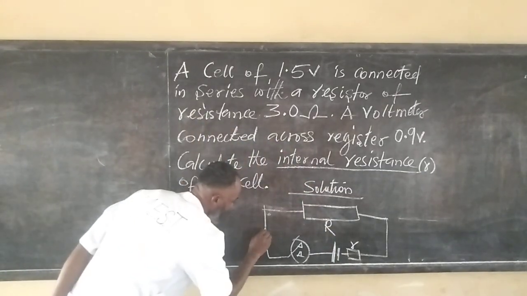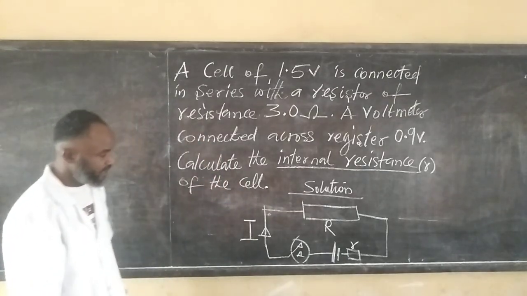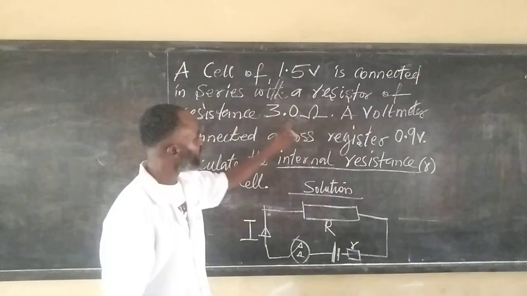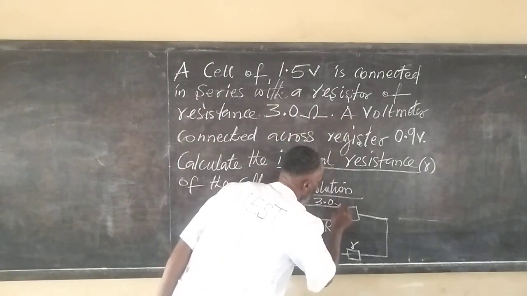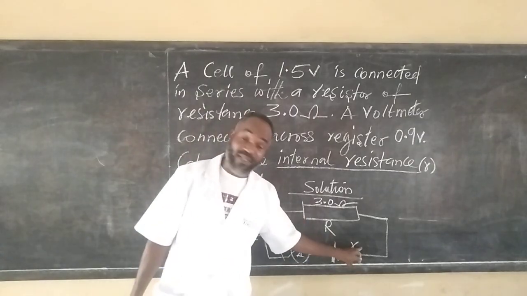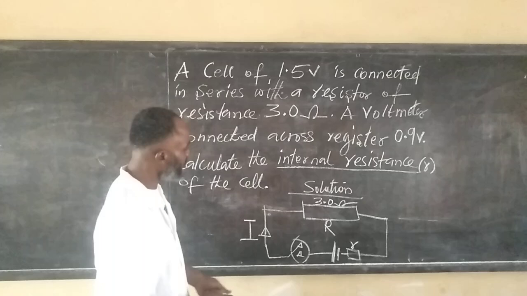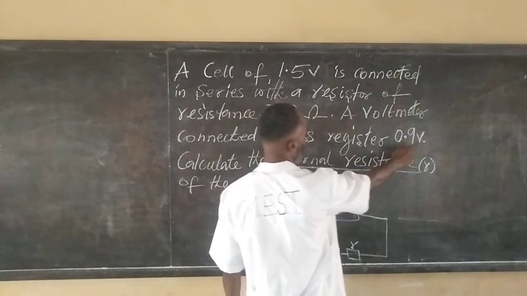When the switch is closed, current flows. The external resistance is this, and it is 3.0 ohms. We are going to look for the internal resistance of the cell. The voltmeter registers 0.9 volts.